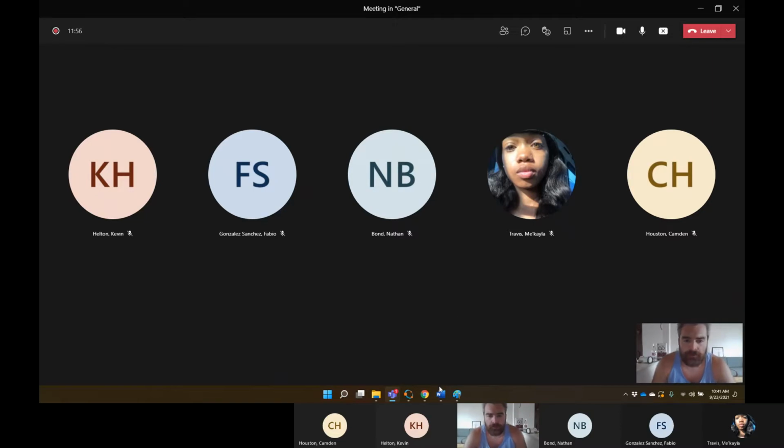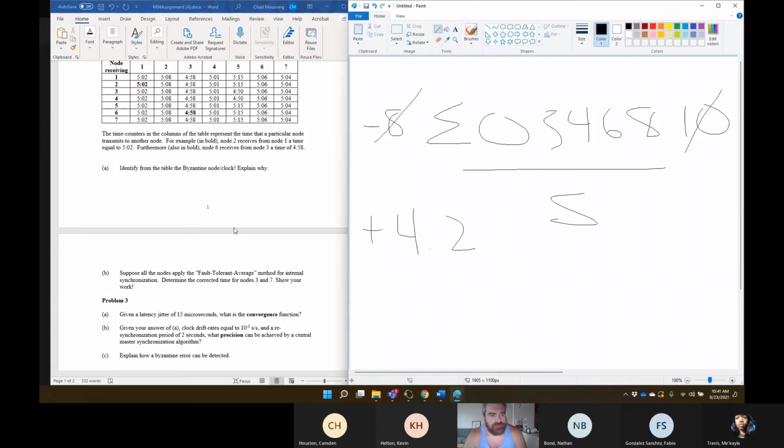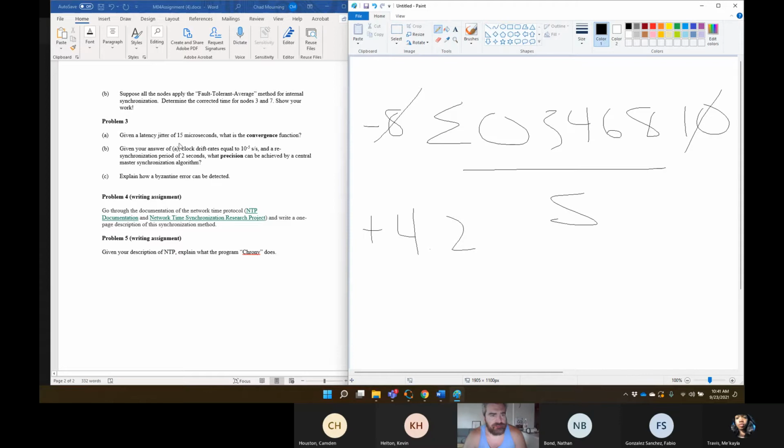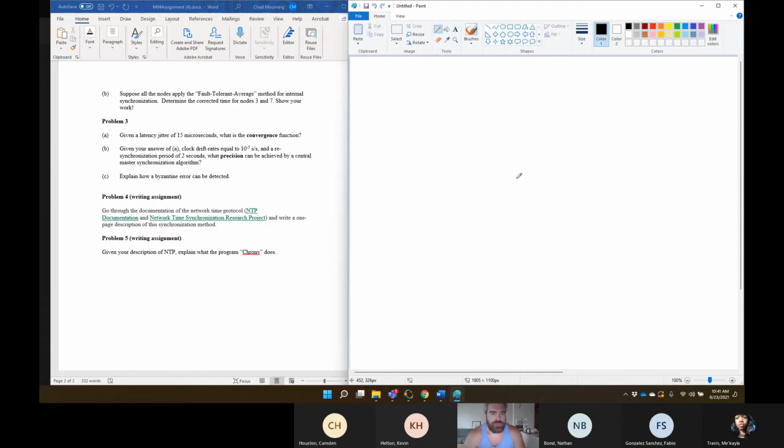All right. Number 3. So given the latency jitter of 15 microseconds, what is the convergence function? If you're using the central master method, then latency jitter is the convergence function. So it would just be 15 microseconds.